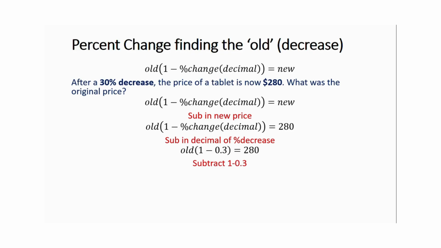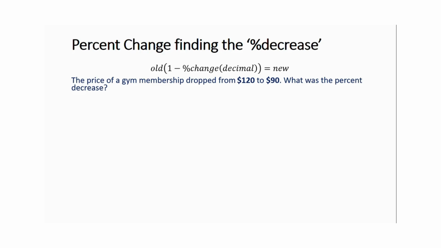Now we do the subtraction in the brackets, gives us 0.7. Then we need to divide both sides by 0.7. When we do that, we get old equals 400. So the original price was $400. What if we're looking for the percent decrease? The price of a gym membership dropped from $120 to $90. What is the percent decrease?